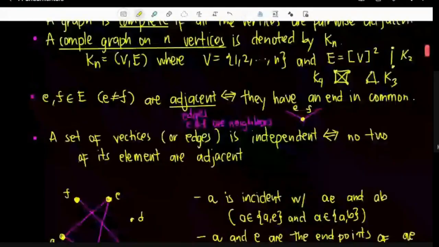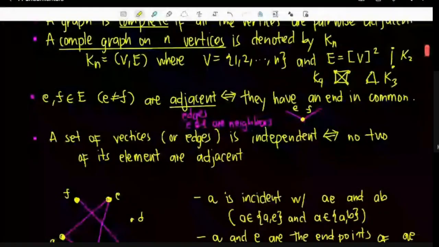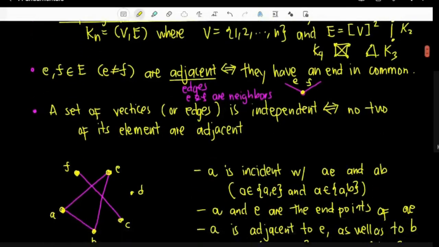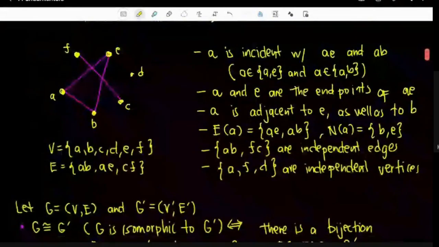Okay, so a set of vertices or edges is independent if no two of its elements are adjacent. So kung walang magkapit-bahay dun sa mga points mo, then independent yung mga points. Kung walang magkapit-bahay dun sa mga edges mo, then independent yung mga edges. Okay? Alright, let's have an example.